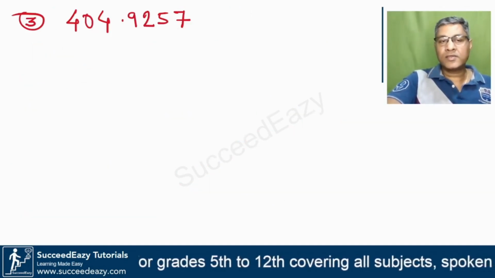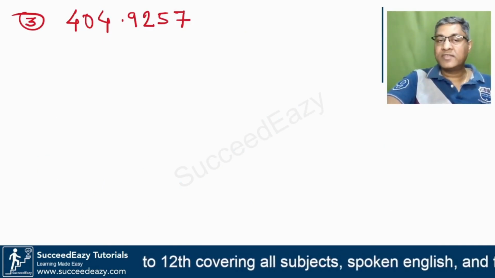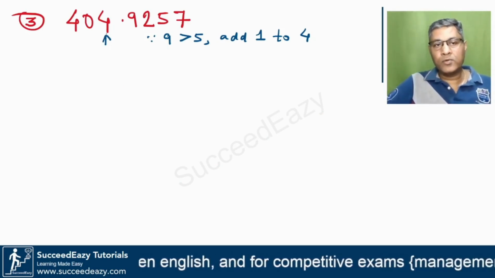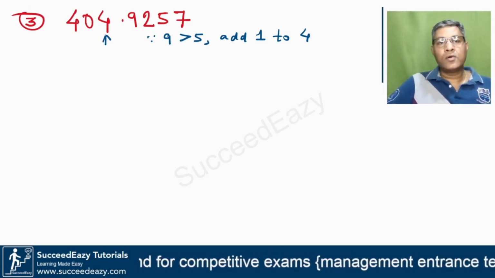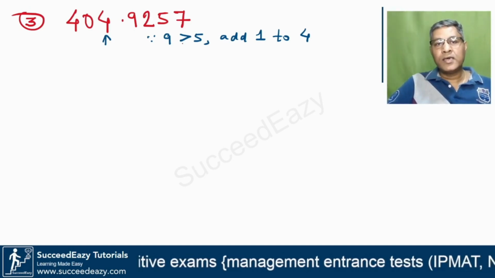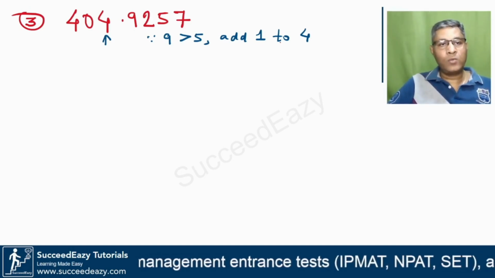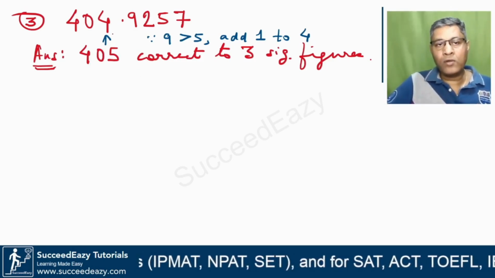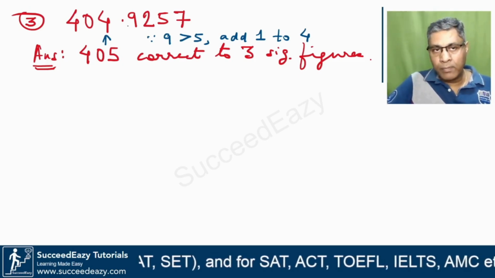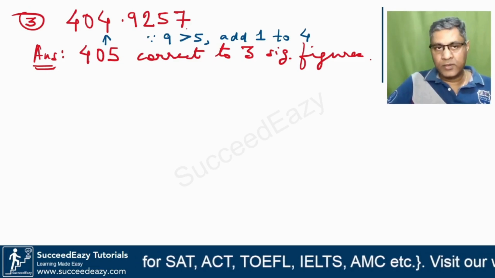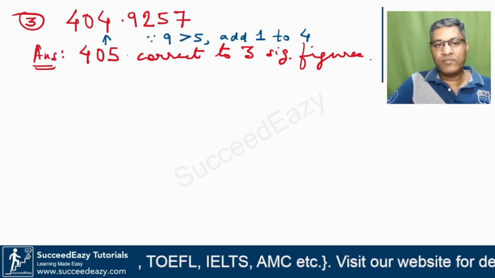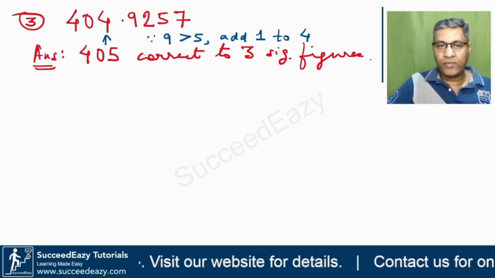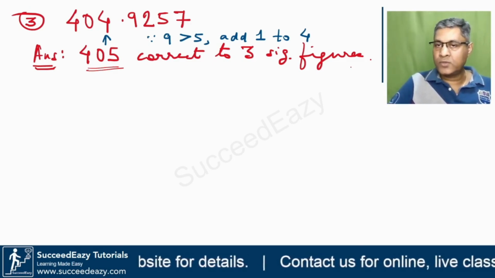Okay, let's see the third example. 404.9257. The third significant figure here is the 4, which has a blue arrow beneath it. So the following number is 9. 9 is greater than 5, and therefore I add 1 to 4 to get 405. So what I've done is I've put 405, and then all the remaining numbers become 0. Okay, so 405.0000, which ultimately is equal to 405. That is how I got 405, correct to 3 significant figures.